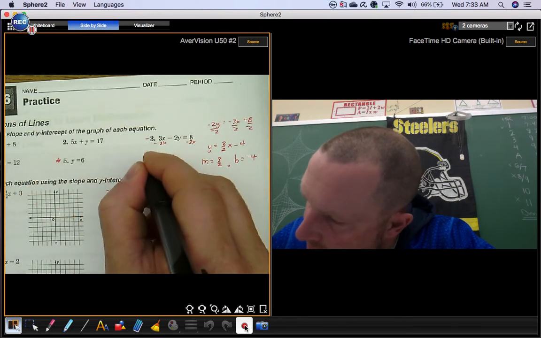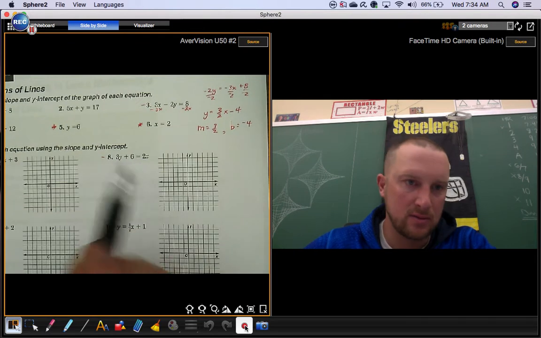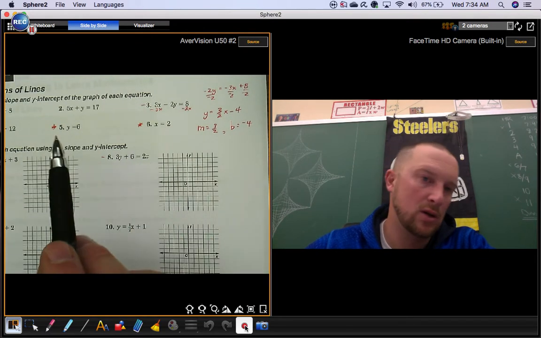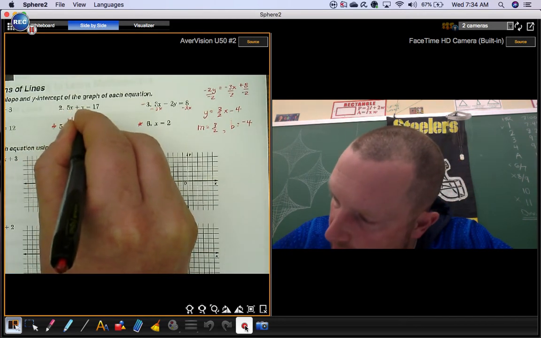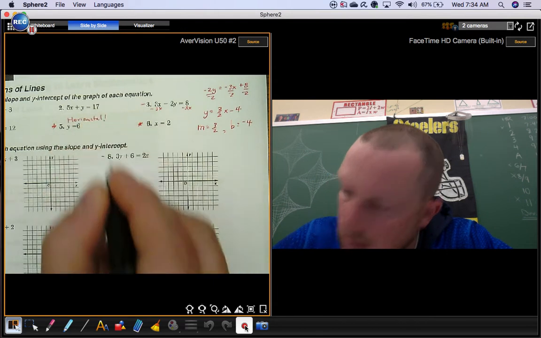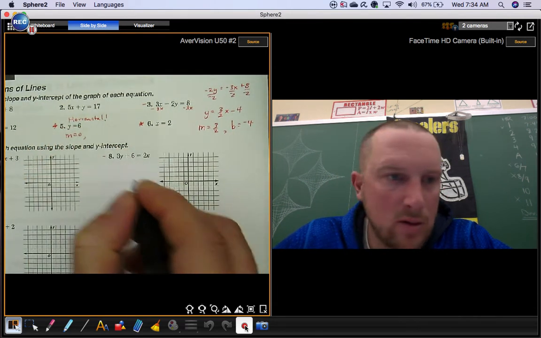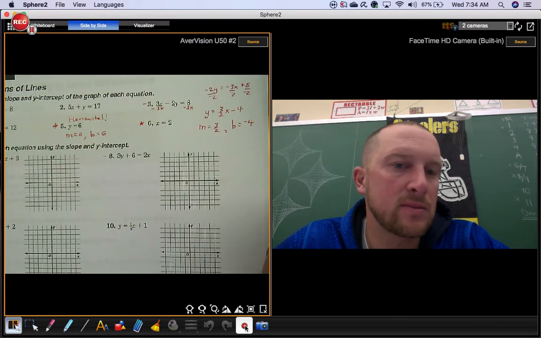Numbers 5 and 6, those ones are different. There's no x value here. There's no y value there. What do? Well, when there's no x value, this is a horizontal line. You need to know that horizontal lines have a slope of 0 and the y-intercept is 6.